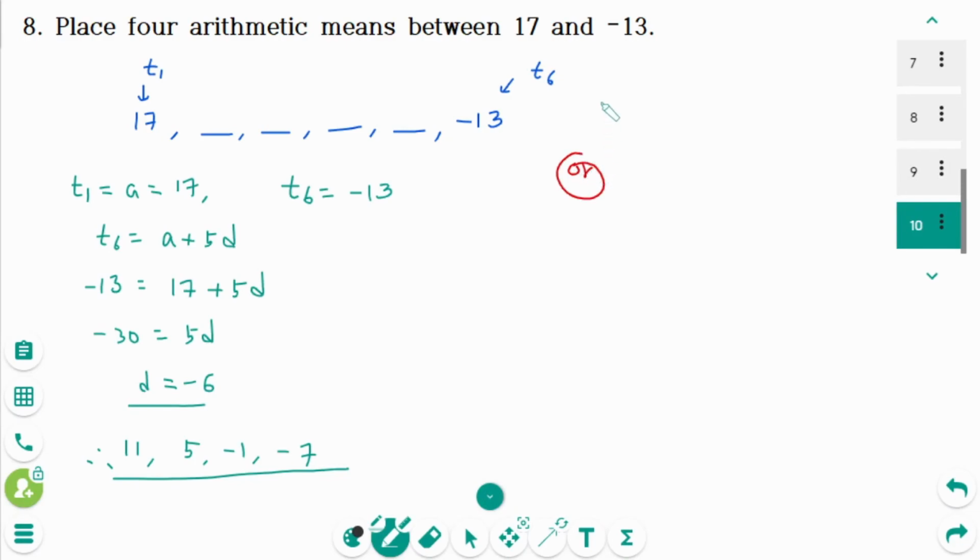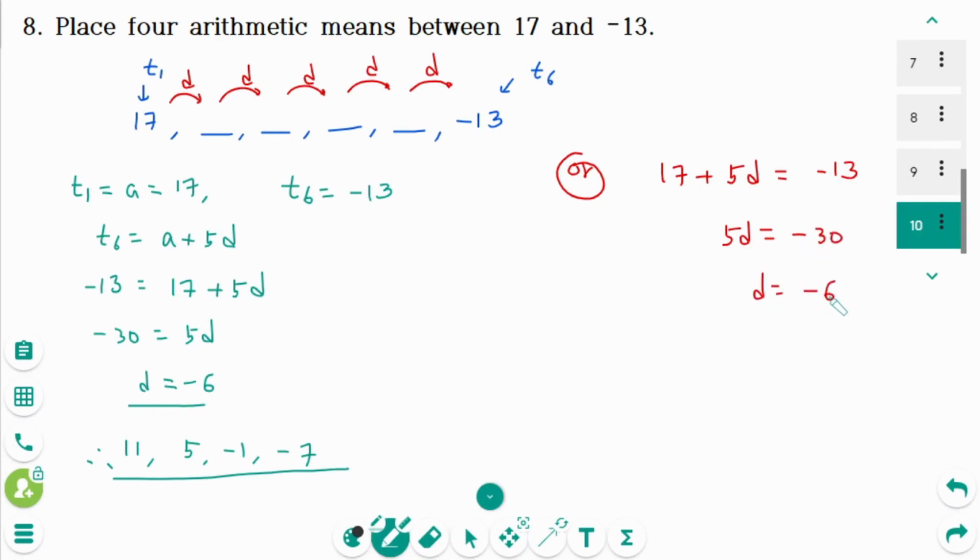Or you can solve it this way. 4 numbers between 17 and minus 13. So there are 1, 2, 3, 4, 5 d's. That means 17 plus 5 d's makes minus 13. Then 5d equals minus 30. Then d equals minus 6.